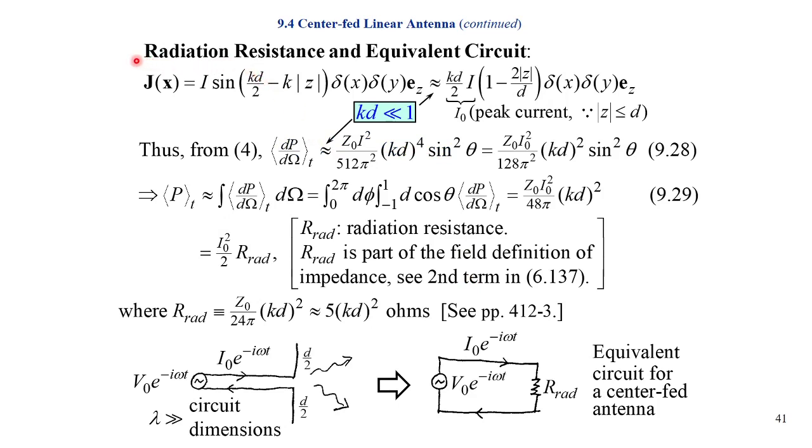Okay, we can discuss something called radiation resistance and equivalent circuit. This is the radiation, and because this one kd is very small, once again we can write into this one, sinusoidal, kd, so 2 pi over d. The current can be simplified into this form. And in a previous page, we know the power per solid angle time average gives us this one. So I squared. I0, we say this is the peak current, the highest current. Highest current is z equals 0.